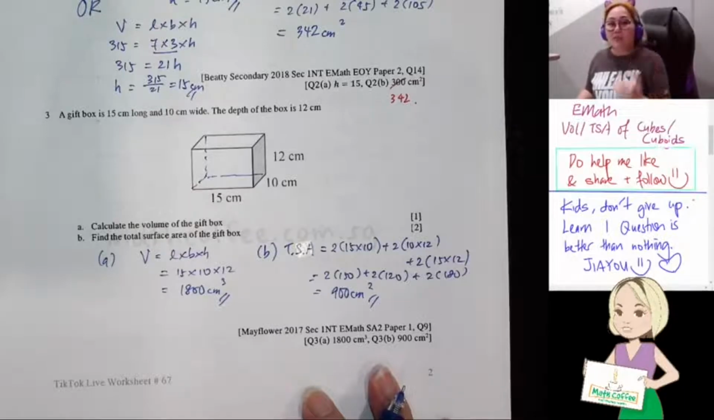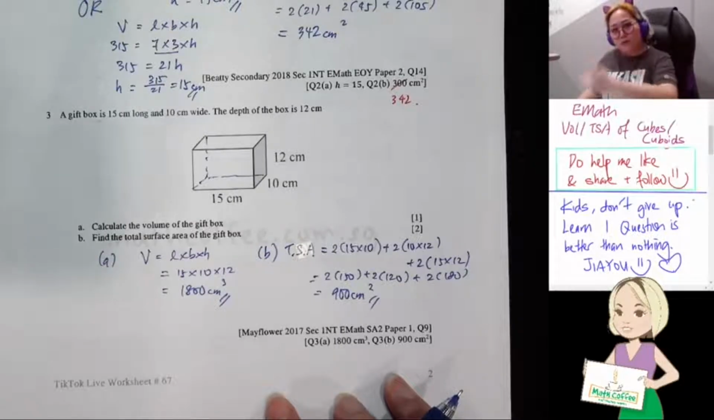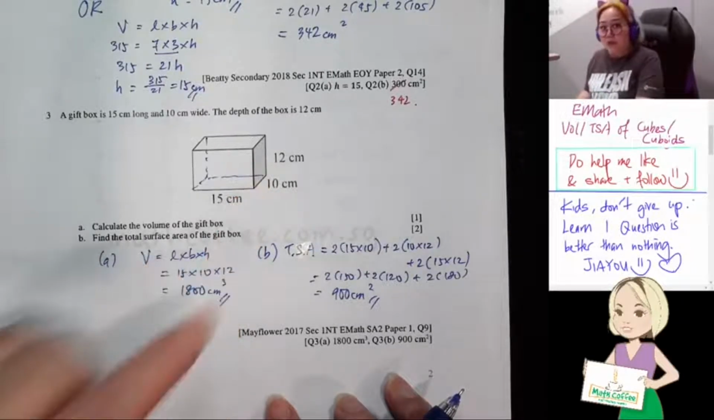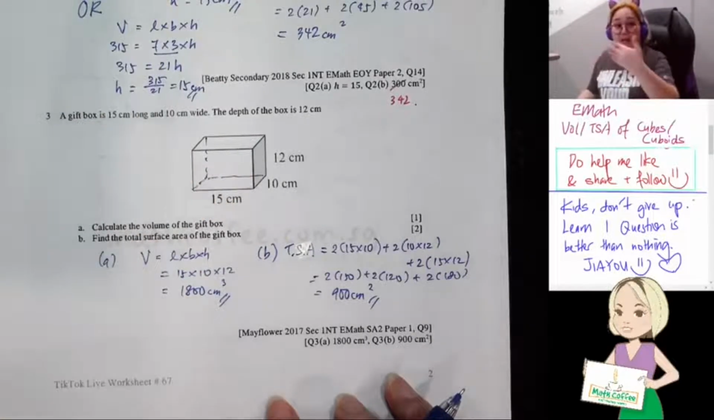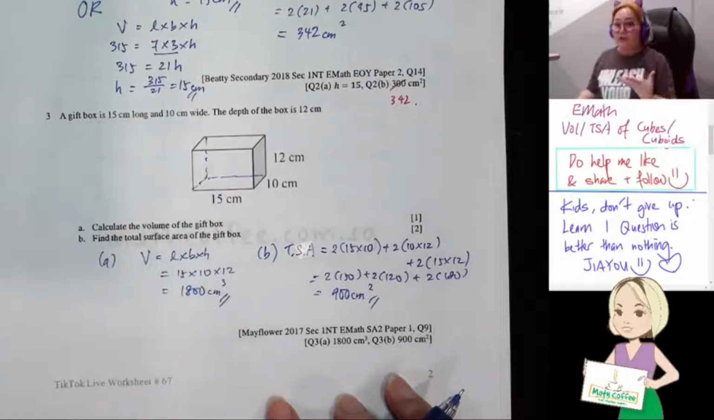Prism means you must have a uniform cross-sectional area. In this case, a cuboid, you actually have a choice of 3 cross-sectional areas. I can use this one, or I can use the rectangle that is facing us, or I can use the base as a cross-sectional area. Cross-sectional area means it's an area that is uniform.